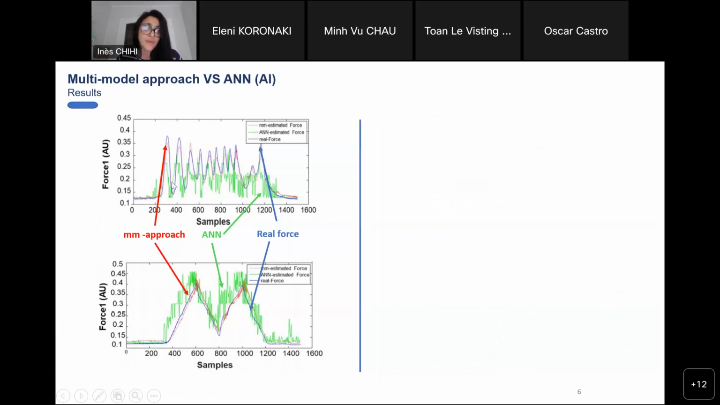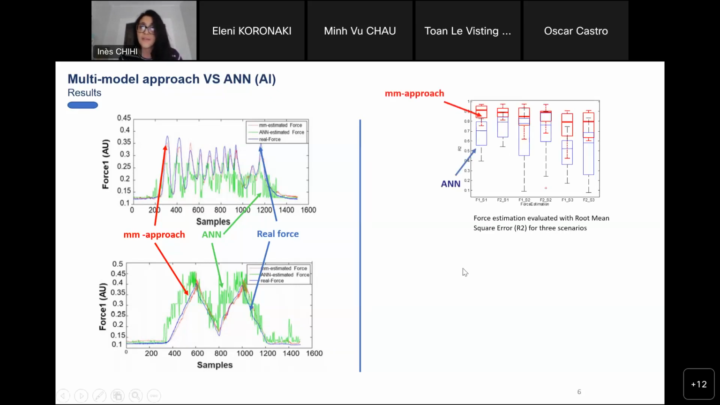In blue is the real force, in green is the ANN estimated force, and in red is the multimodal estimated force. Here is why I use the ANN: according to the literature, the ANN is the most efficient approach used to estimate muscle force from EMG signals. Here we can see directly the difference between the ANN and the multimodal approach. The multimodal estimation is very close to the real force.